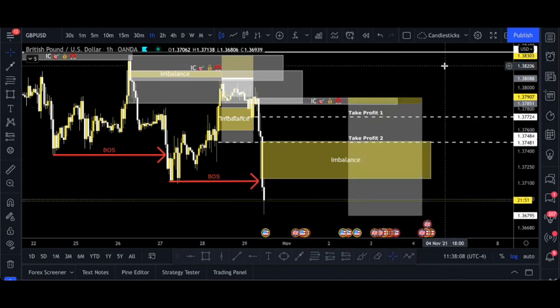But guys, hopefully you're able to get some value from this video. I appreciate you guys tuning in this long. As you guys can see, this trade played out very, very beautifully here, and we had a 125 pip move just off of this trade.